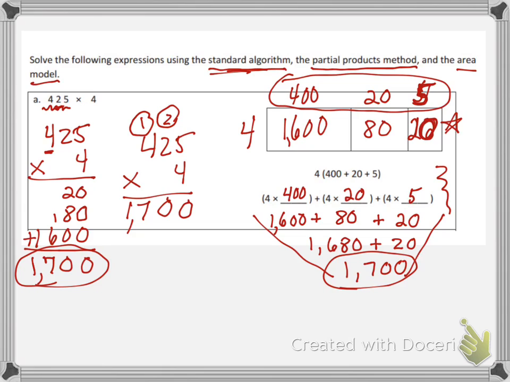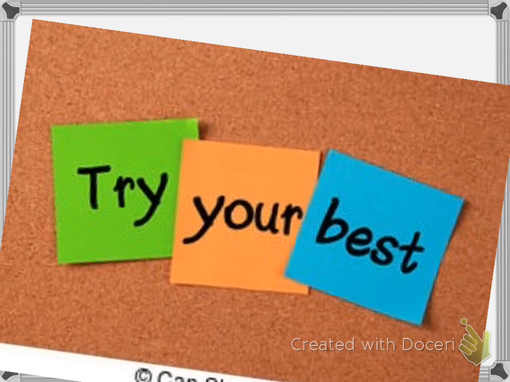So all these different ways of solving a multiplication problem. You can do it the area way. You can do it the distributive property way, standard algorithm, and partial products. All right, I'd like you to try your best on the next following problems.